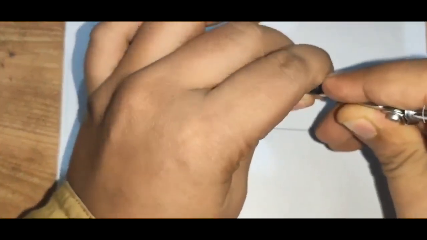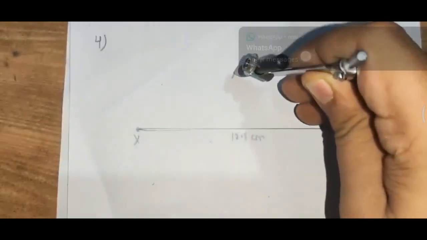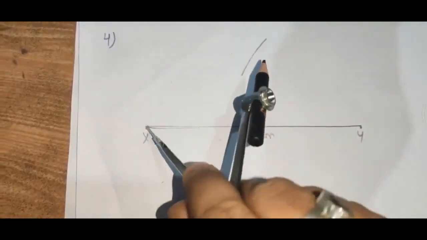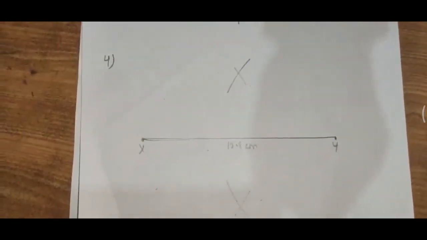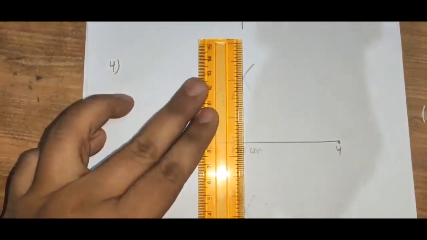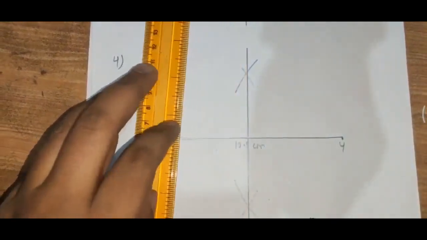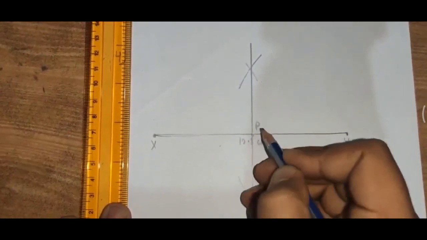mark first of all one upper arc and then lower arc, then from X upper arc and then lower arc. This is the perpendicular bisector of the line. Now we will join these points. Now this XY is divided into 2 parts. Now we will take this point as P.